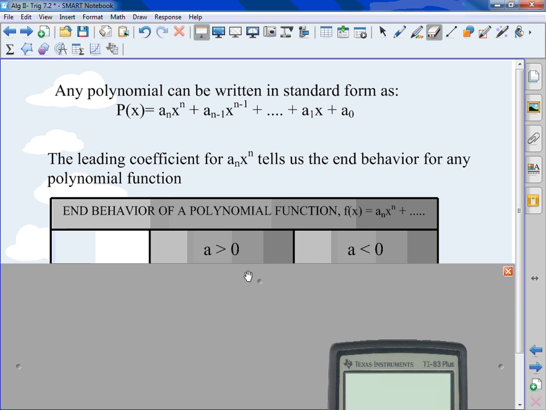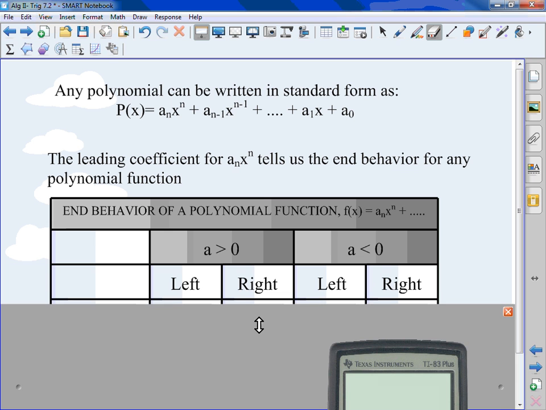What is the x to the n? Give me a number. So this one's 5, 4, 3, 2, 1, nothing. The x to the n is whatever the degree is.